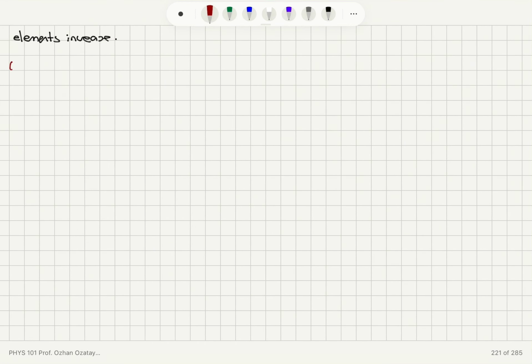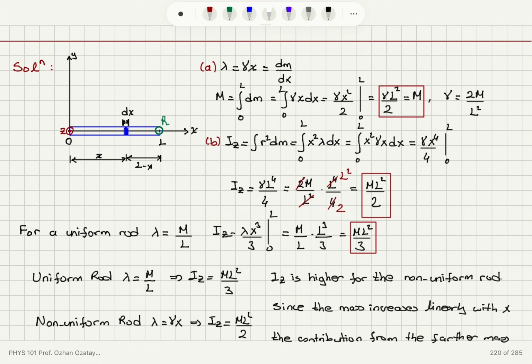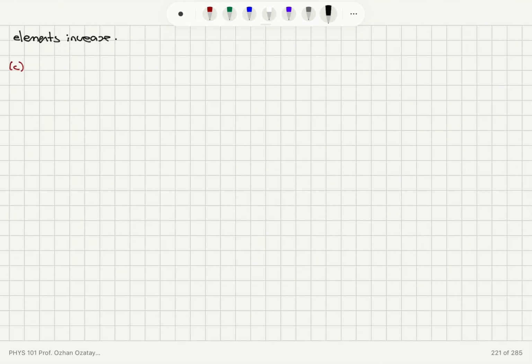Now part C, I put my rotation axis at the right side. So now if I take a mass element dm at position x, it's at a distance capital L minus x from the right hand side. So the moment of inertia with respect to the right side will be the integral from 0 to L of r squared dm. Now r is L minus x, so it's (L minus x) squared dm.